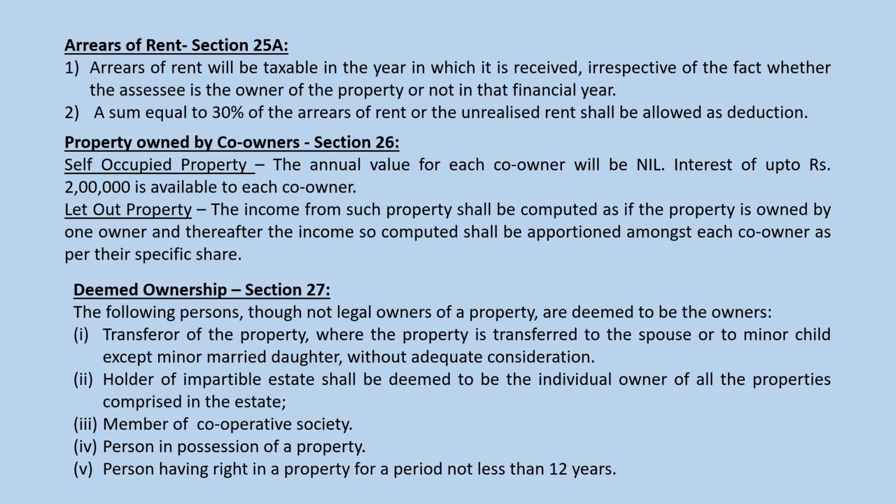Then holder of an impartible estate shall be deemed to be the individual owner of all the properties comprised in the estate, the member of a cooperative society, person in possession of the property, and person having right in the property for a period of not less than 12 years will be deemed to be the owner of the property. This completes income from house property.